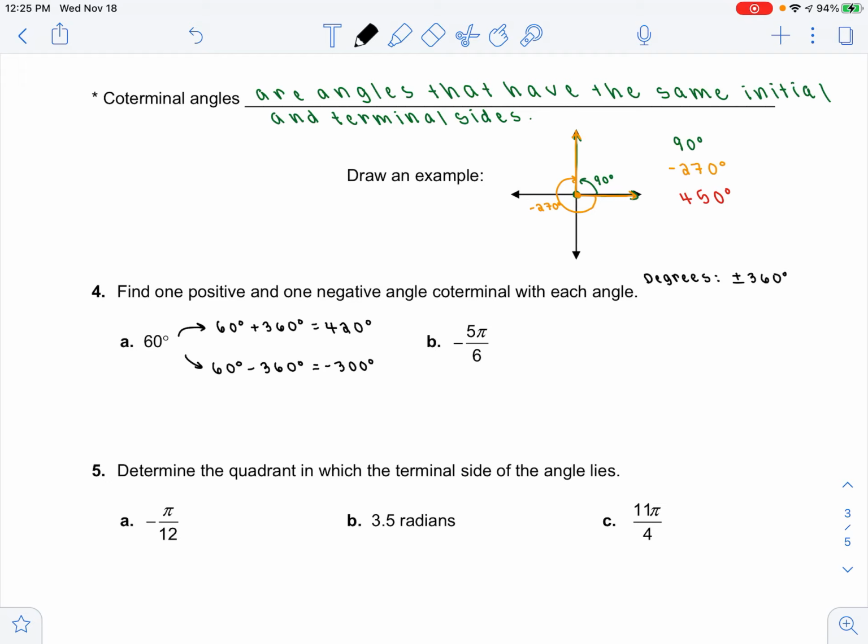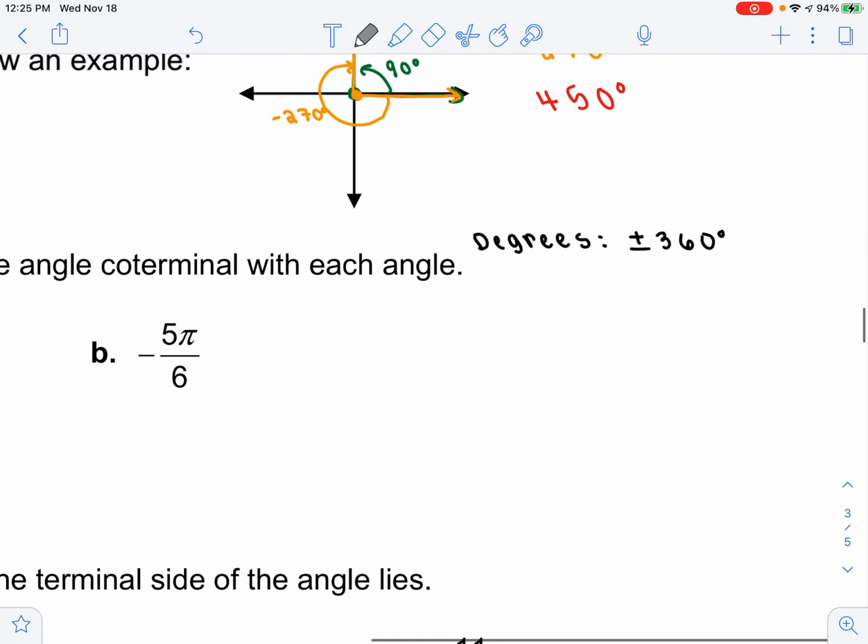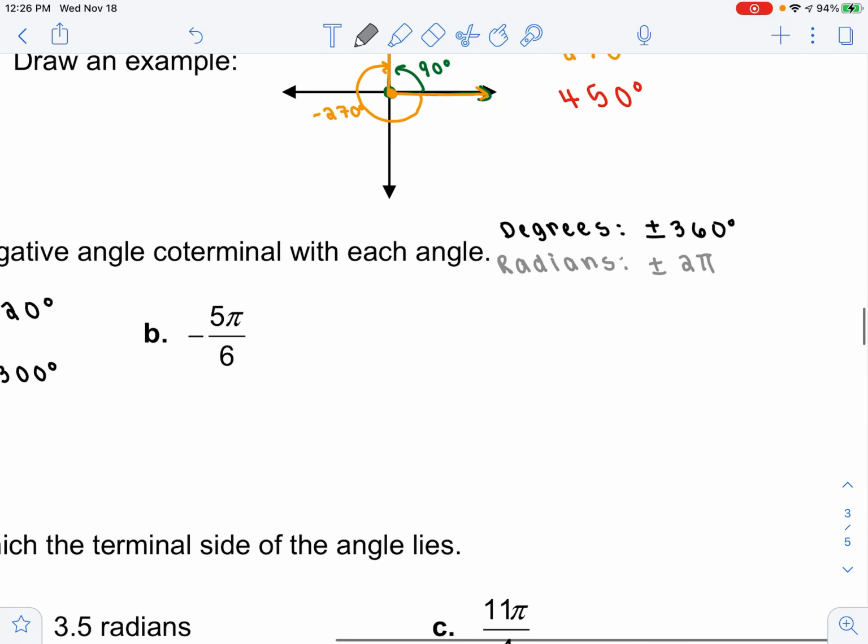Okay, now we do the same thing with radians, but remember, one full time in radians is not 360 degrees, it's 2 pi. So if you're asked to do this in radians, you're going to take that angle, and instead of adding 360 or subtracting 360, you're going to add 2 pi or subtract 2 pi.